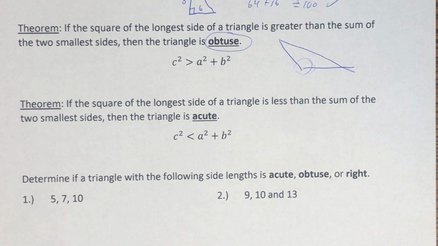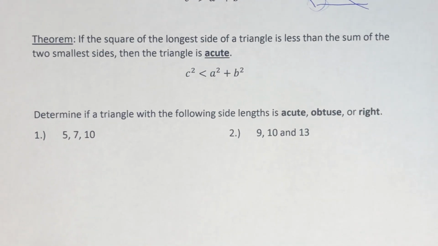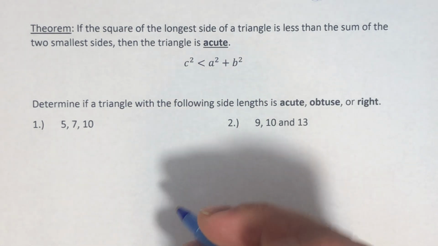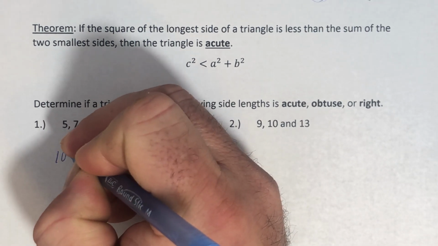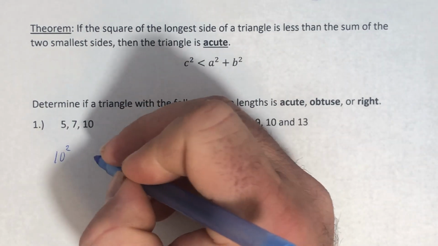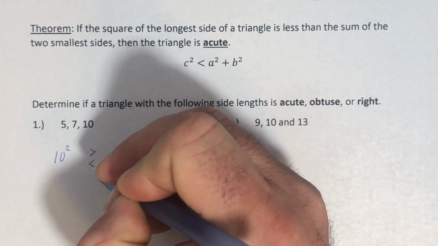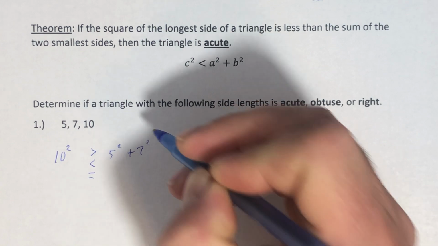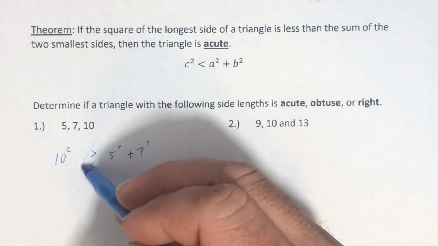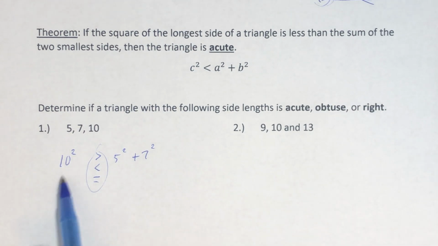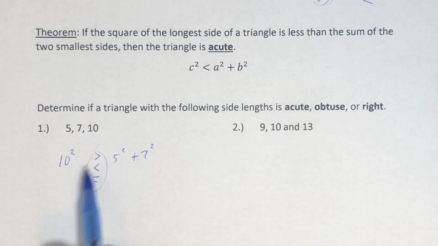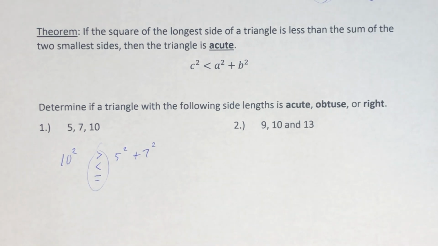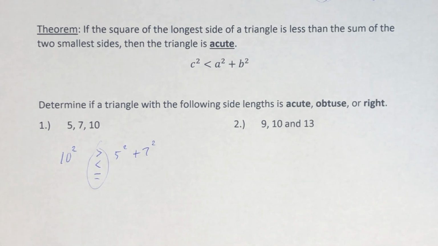Okay, so let's just go ahead and try a couple practice ones here. I want to determine, is this acute, obtuse, or right? Okay, so what I want to do is take the longest side, 10, square it, and compare that. I want to see, is that greater than, less than, or equal to 5 squared plus 7 squared? Okay, so I'm just trying to determine which it is. If the larger side squared is greater, we have obtuse. If the larger side squared is less than, we have acute. And if they're equal, we have the right triangle.